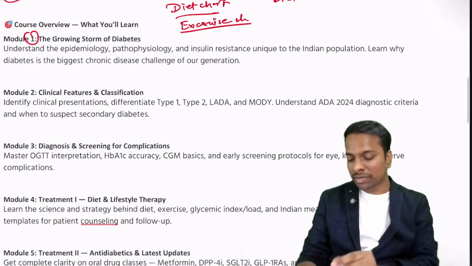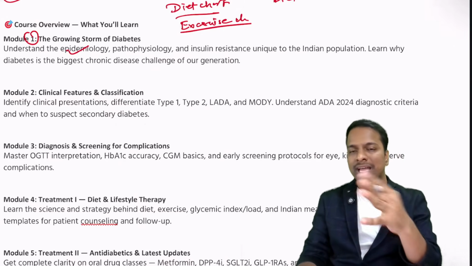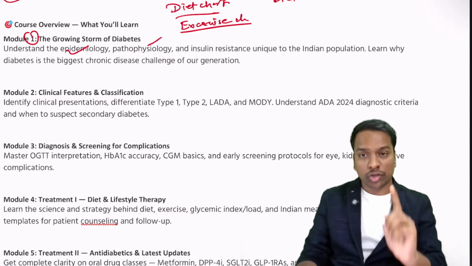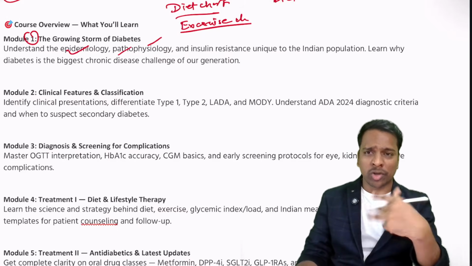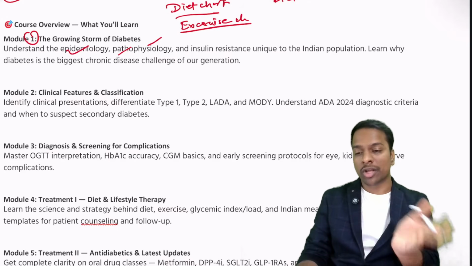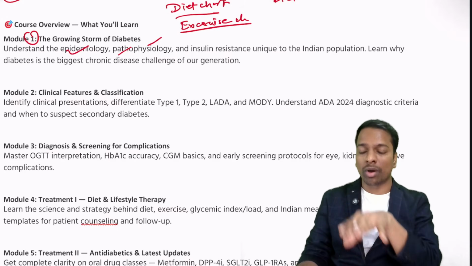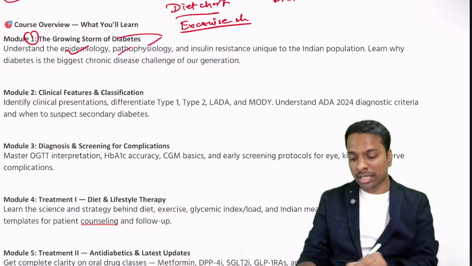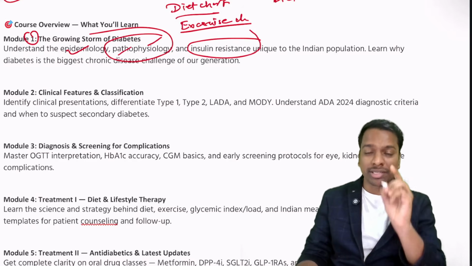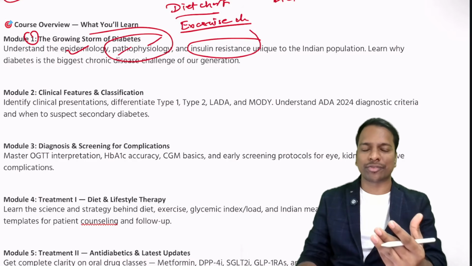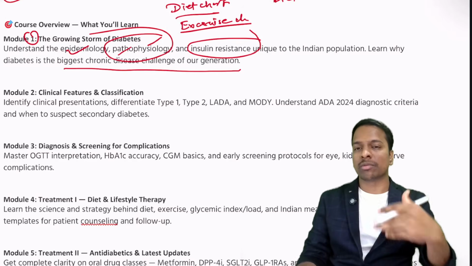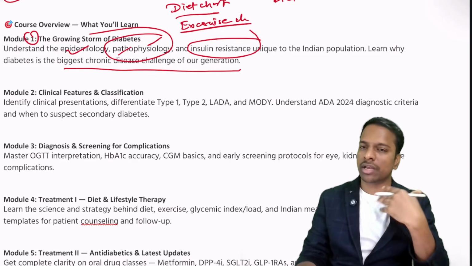Then we will discuss the epidemiology, how much is the diabetes percentage in Indians and why genetics is important, etc. Then physiology of glucose, because physiology is equally important. You must know what is the GLP-1 receptor, what is the SGLT2 receptor, what are these different receptors where diabetic drugs work. That's what we will understand in physiology. Then we'll learn the pathophysiology, which is also equally important. Then we will learn about insulin resistance, how it changes the pathophysiology in a diabetic person. And then we will discuss how diabetes is going to be one of the biggest chronic disease challenges in our generation.